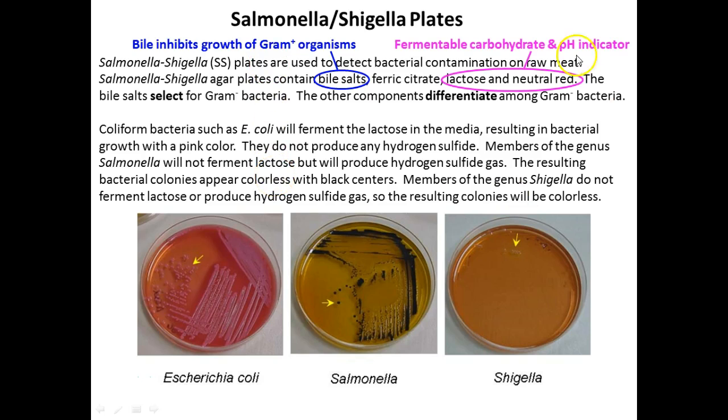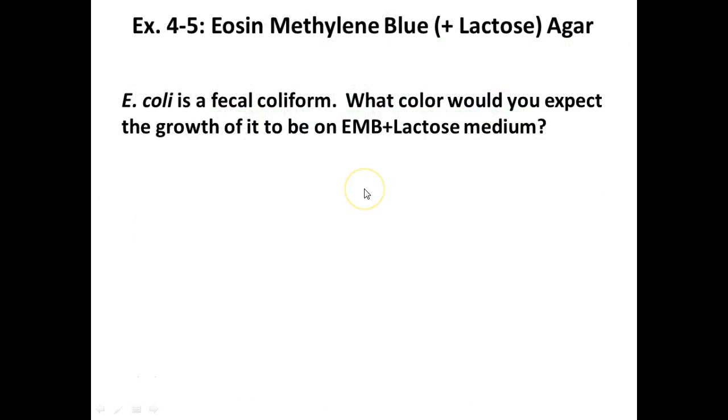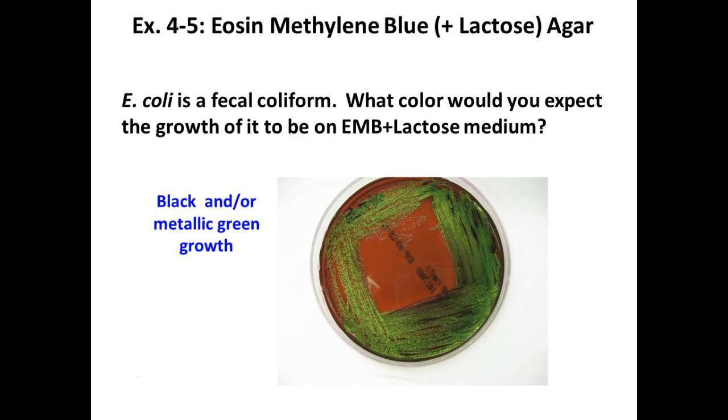So that's in a lot of the media, and again, a lot of times it's going to have lactose, some type of pH indicator, so we can determine if it's fermenting that lactose. Some of them have iron added, because as we said, iron is necessary. In the case of this one, that's why it turns black, because of the utilization of the iron. So E. coli is a fecal coliform. What color would you expect it to grow on the plates? It's going to be that black and metallic green. So you have a little bit of metallic green on those plates.